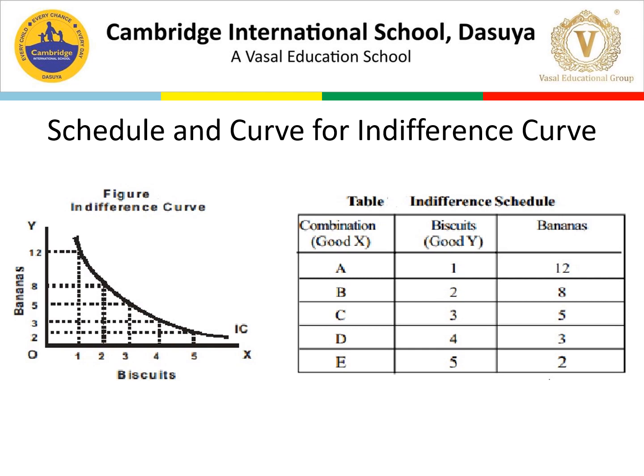In combination E, we are getting 5 packets of biscuits and 2 bananas. Again, the level of satisfaction we get by consuming both commodities will be similar to the other four combinations. I hope this is clear to you. Next, let's move on to one more concept.